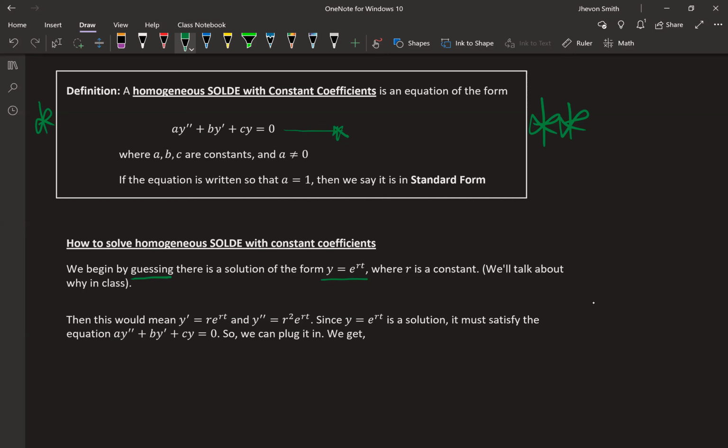In other words, these terms need to be like terms, because a, b, and c are constants. They need to be like terms in such a way that they all combine to give us 0. But what would it mean for these functions to be like terms? Well, that would mean that y, y prime, and y double prime are all very similar to each other. They're all potentially a constant multiple of each other.